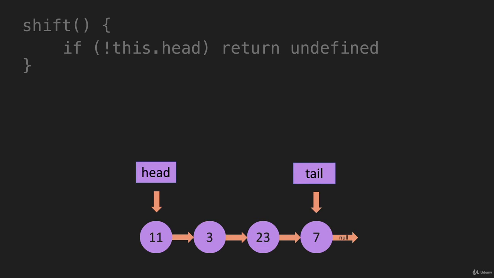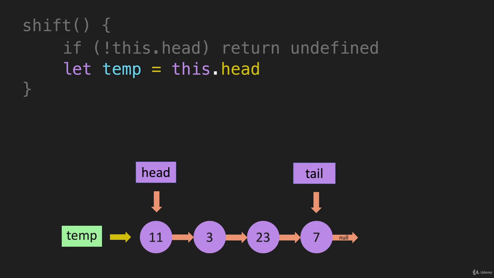And we'll code this. So remember, we're not only removing this item, we're going to return it. And if we're going to return it, we have to have a variable set equal to it. And we have head equal to it now. So we'll have this variable be set equal to head. We'll do that like this. Let temp equal this dot head.